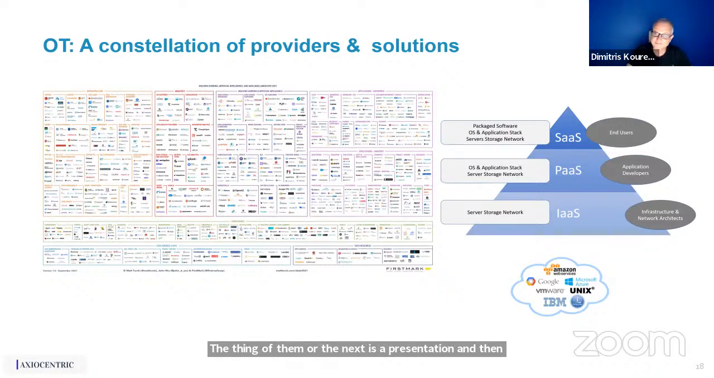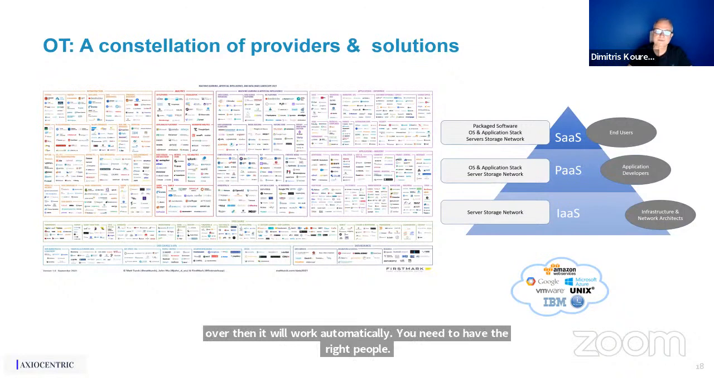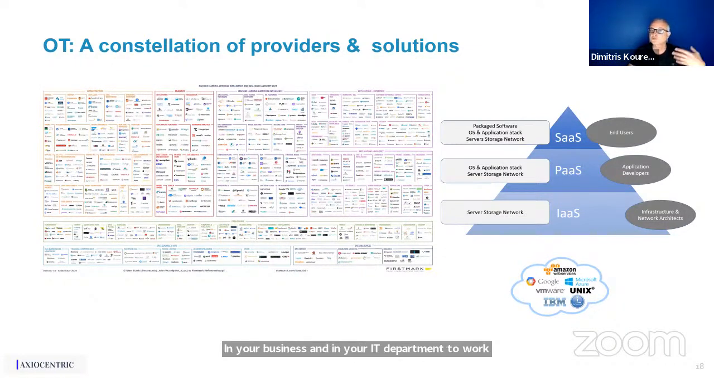negotiate the right contract, the SLA, the service level agreement with them, and manage this contract ongoing and helping each other while requirements keep changing. If you don't have the right people to do that, you cannot do anything. You cannot buy just technology from a shelf and put it over there and it will work automatically. You need to have the right people in your business and in your IT department to work together to be able to become successful in this.